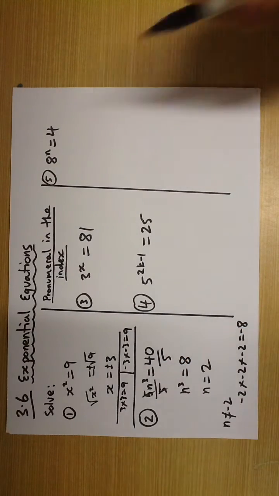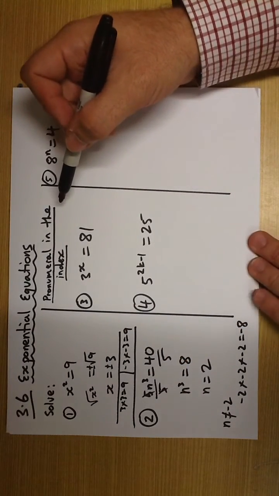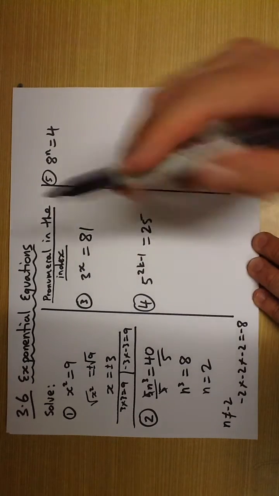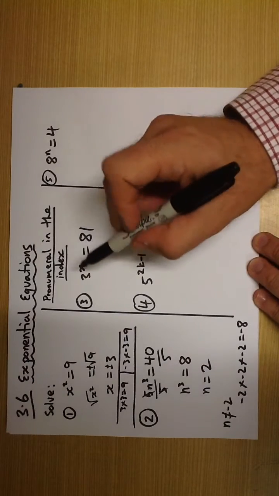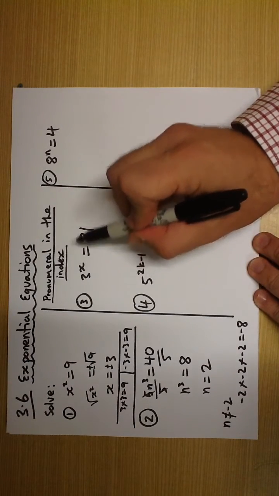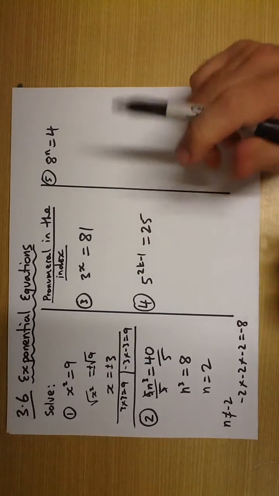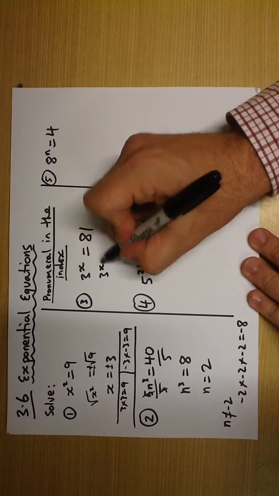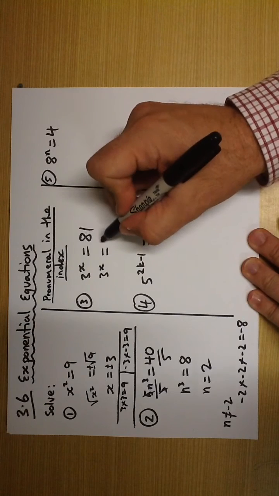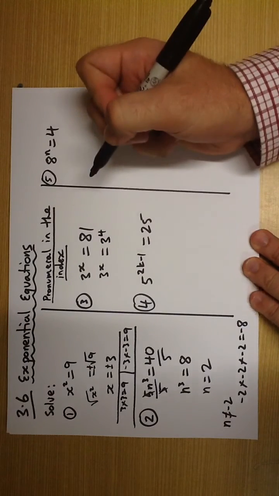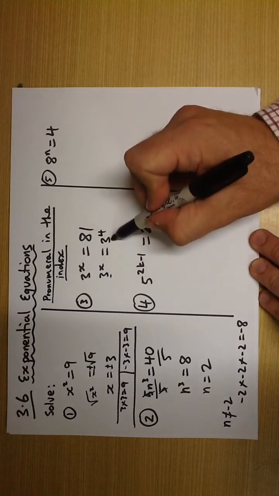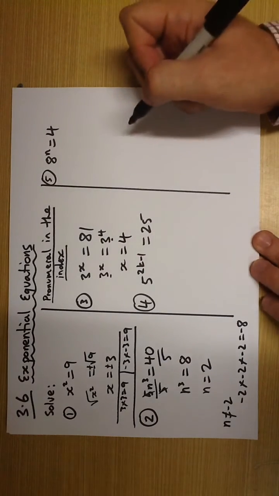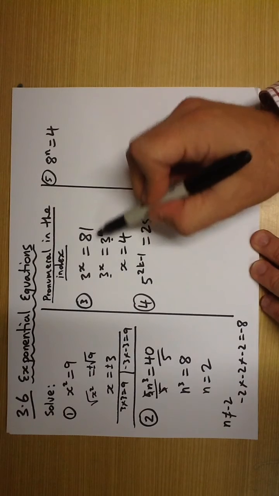Okay. Now we're going to look at pronumerals in the index. Here I've got 3 to the x equals 81. Now the way to go about doing this is, if you want to equate the indices, you have to have the same base. So I'll just show you what I mean. 3 to the x is the same thing. Now 81 is the same thing as 3 to the power of 4. Okay. Now both of these have the same base. So that means that x equals 4. Okay, so when you've got the same base, you can equate the indices.